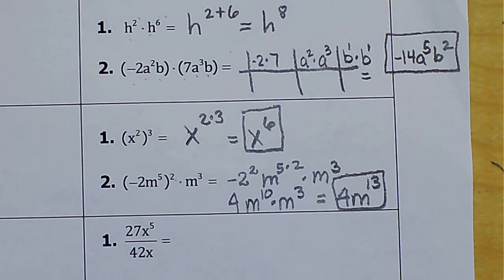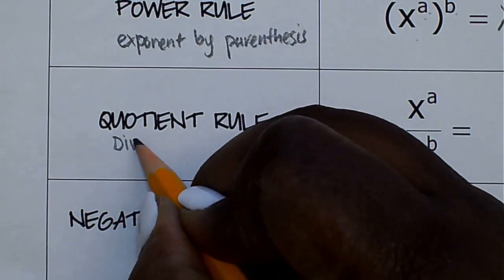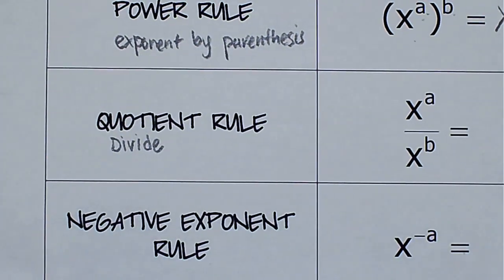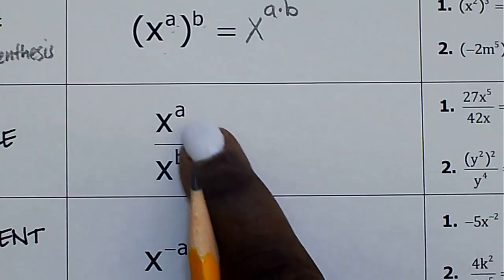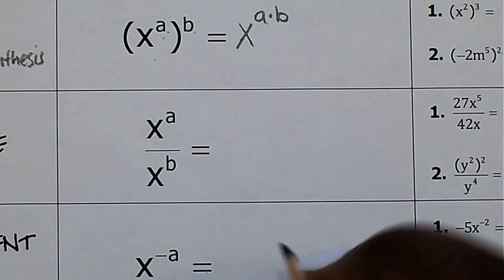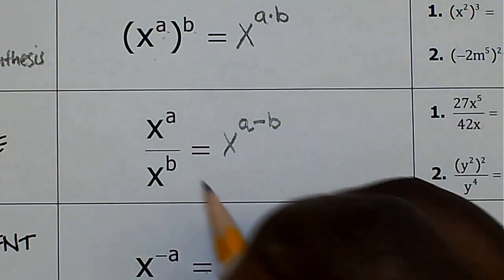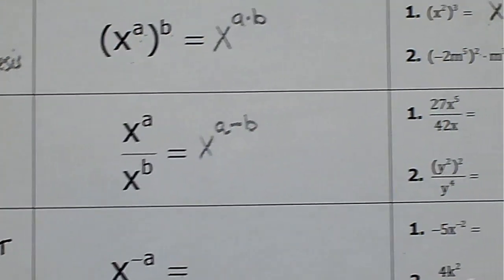Right? Next one is called the quotient rule. The quotient rule, quotient means to divide. So I'm going to divide. If I'm seeing a division here, this is quotient. I'm going to subtract the exponent, so that's going to be a minus b. Let's see what that looks like.